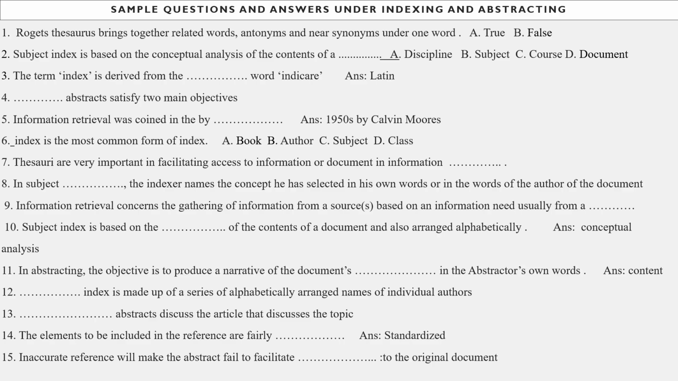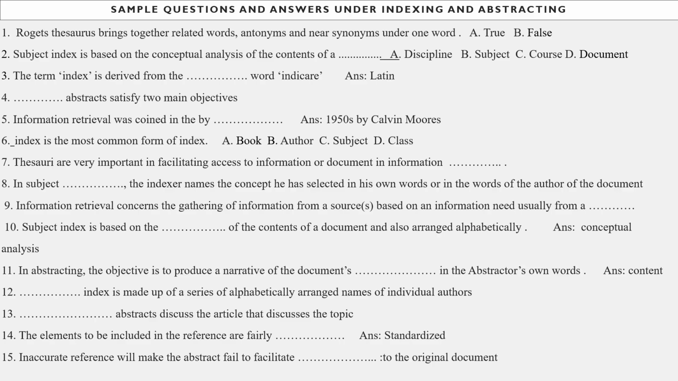Then question number 8. In subject dash, the indexer names the concepts he has selected in his own words or in the words of the author of the document. The answer is subject analysis. In subject analysis, the indexer names the concept he has selected, either in his own words or using the words of the author, to clearly represent the document context.